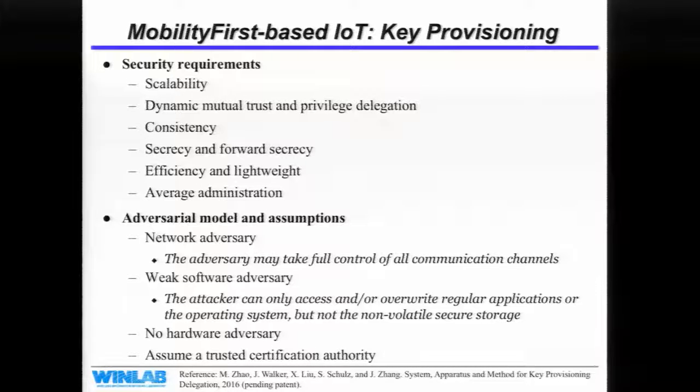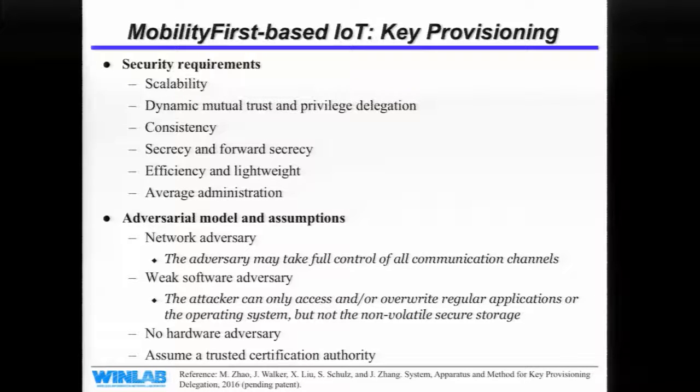A key exchange protocol without a well-defined adversary model cannot be considered as secure and sophisticated. So here, I would like to summarize our threat model and assumptions. First, we assume a network adversary. That means the attacker can take full control of all the communication channels: the channel between the child and the guardian, as well as the channel between the guardian and the parent. It can modify the message, delete the message, replay the message.